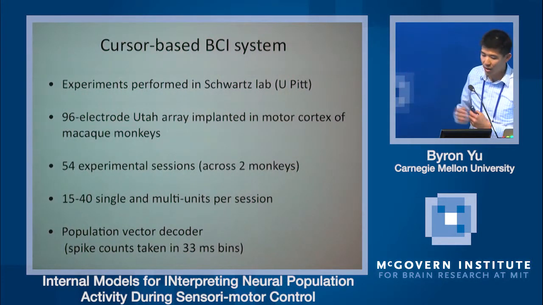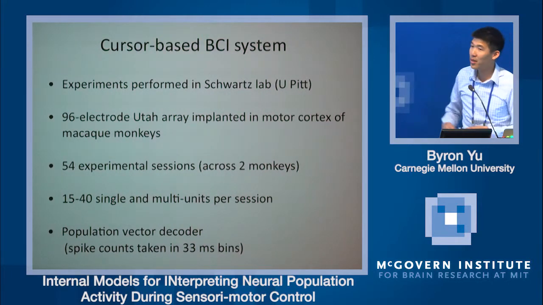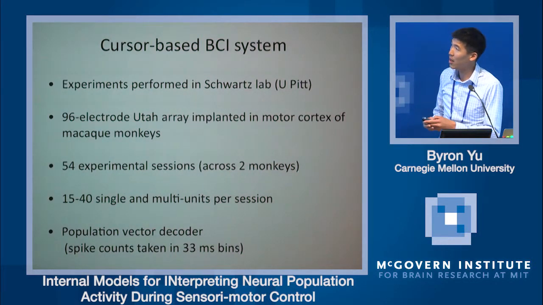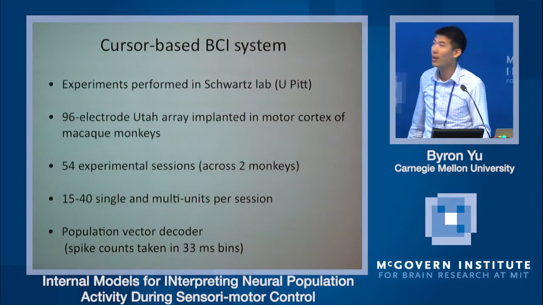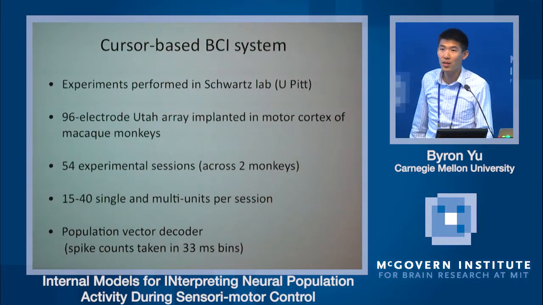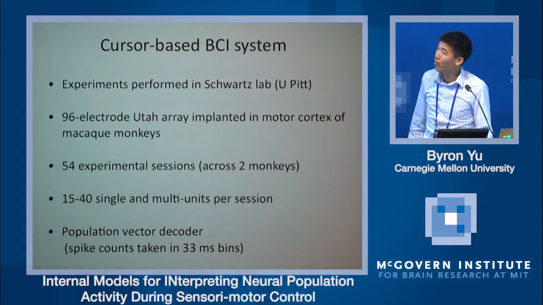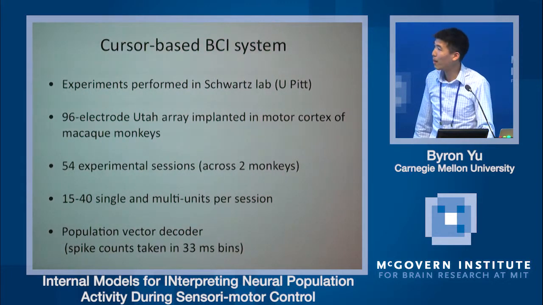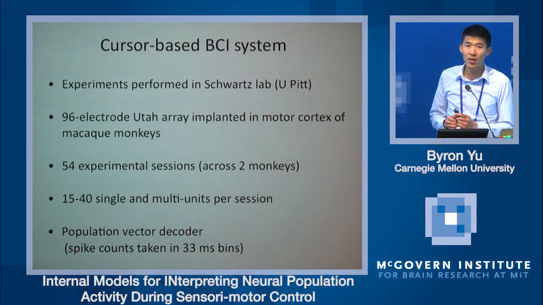So these experiments were done by Steve Chase while he was a postdoc in Andy Schwartz's lab at the University of Pittsburgh. And just to give you a quick snapshot of the details of the experiment, we used one of these 96-electrode Utah arrays implanted in the motor cortex of macaque monkeys. There were 54 experimental sessions combined across 2 monkeys. I'll show results individually. And also, we recorded 15 to 40 single and multi-units in each session. And the mapping between the neural activity and the cursor movements was a population vector decoder with 33 millisecond bins.